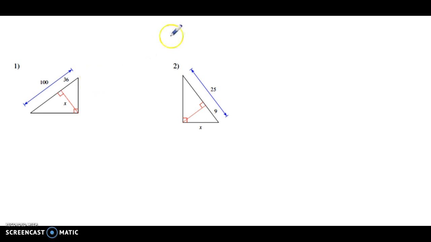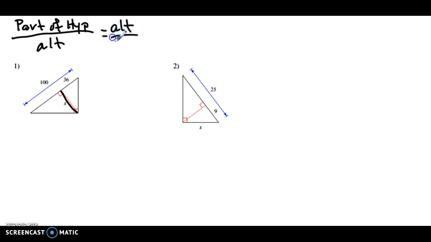So if I'm looking at number 1, I see that where the x is right now is an altitude of that segment. So since that's an altitude, I know I'm going to use the altitude rule. And the altitude rule says part of the hypotenuse over the altitude equals the altitude over the other part of the hypotenuse.